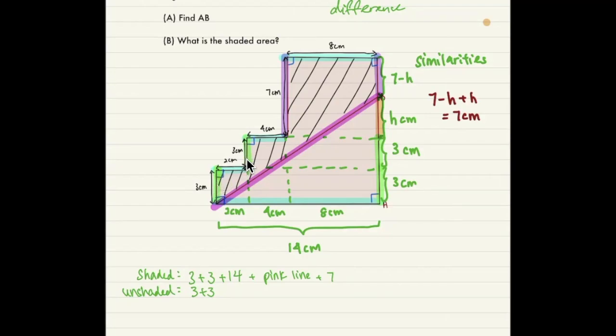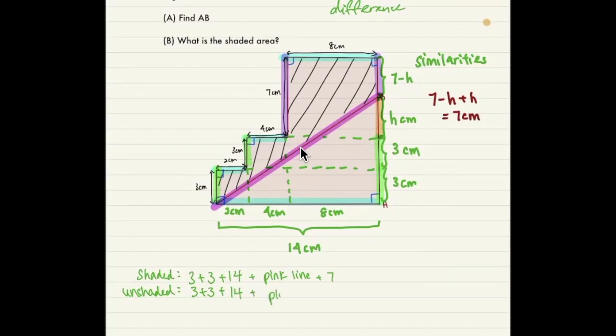And then 14 cm is the blue highlighted lines, 8 plus 4 plus 2. And then we have the pink line, and then we have this 7 cm right here. Now we'll go on to continue the perimeter of the unshaded portion, where we have 3 cm and 3 cm. And then again, I have 14 cm, right? Okay, and then I have the pink line.